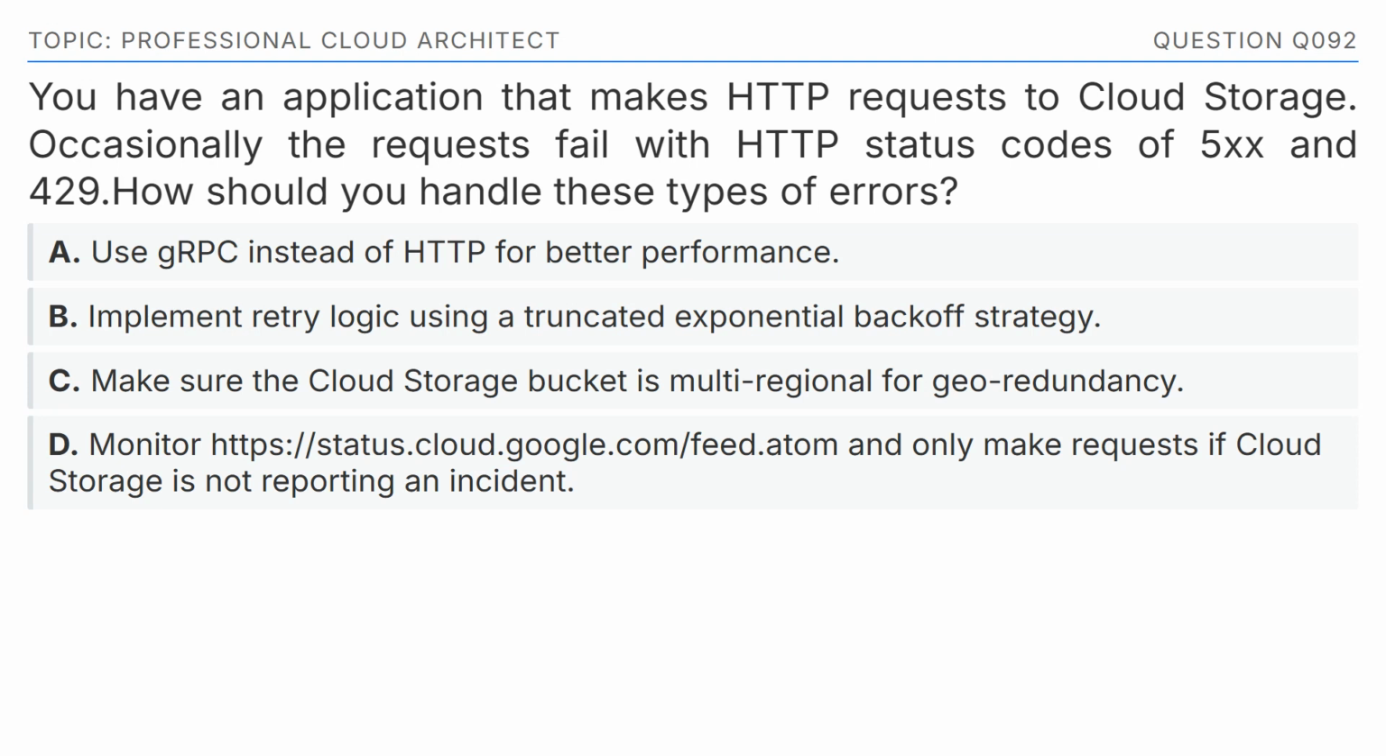Option C, make sure the cloud storage bucket is multi-regional for geo-redundancy. Option D, monitor https://status.cloud.google.com/feed.atom and only make requests if cloud storage is not reporting an incident.